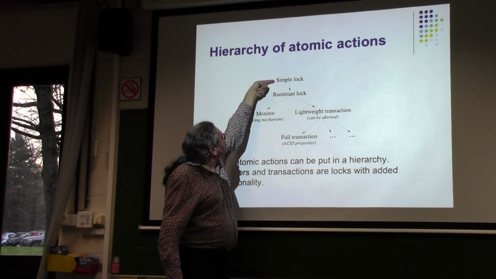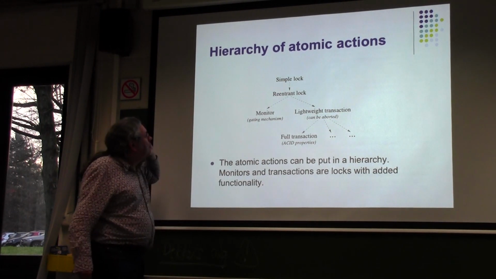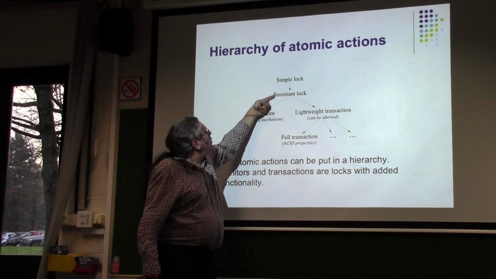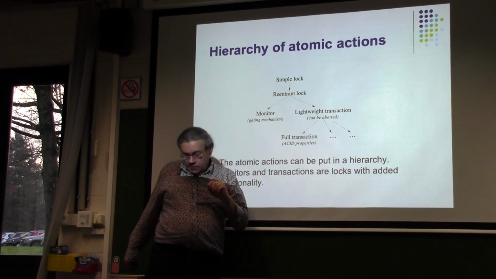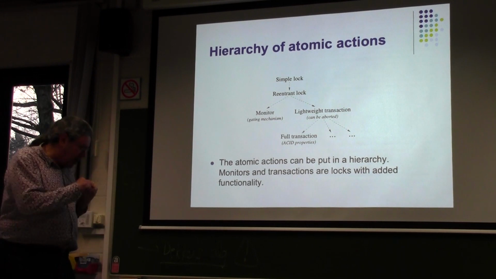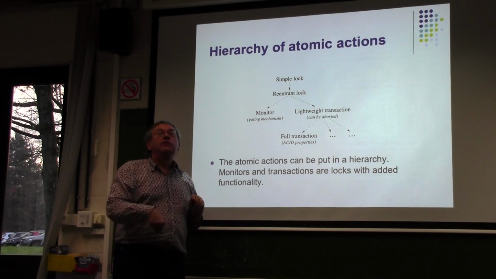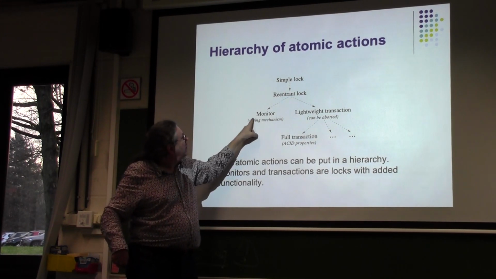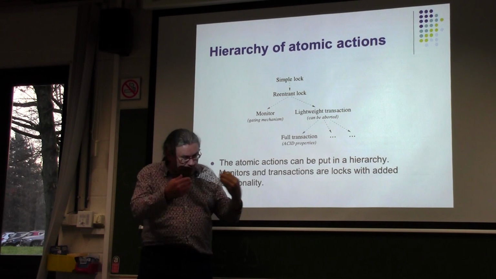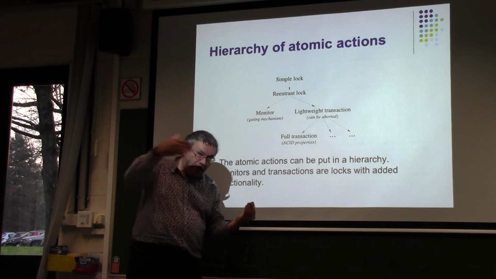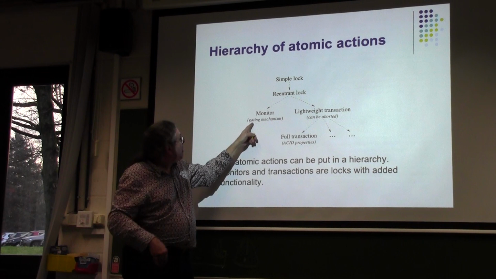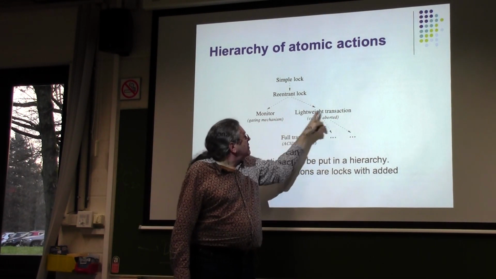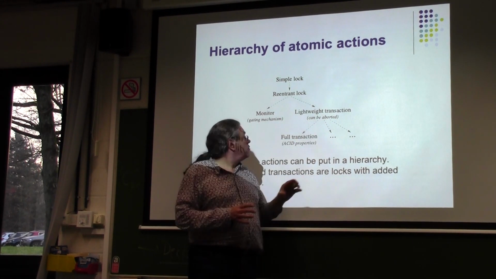The simplest thing is called a simple lock. The most basic atomic action, which I will explain. A more refined one is called the reentrant lock. This is where the thread that's inside the lock can enter the same lock again, which is not possible in a simple lock, as you will see. And then you have the monitor, where you have what's called a gating mechanism. So threads can allow other threads to go in or not. So the threads are collaborating. And then you have what's called a lightweight transaction. This is a transaction in memory. So it's not on disk.